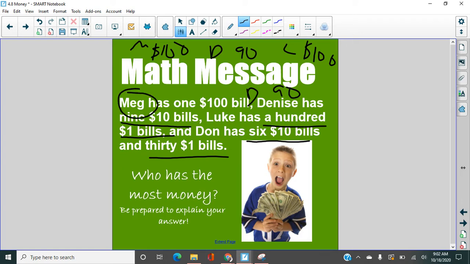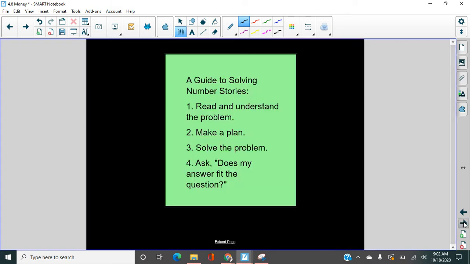You should have said Meg, right? And we just kind of talked about why, right? So the place value of money, right? We have hundreds, tens, ones. Now we also have some other bills as well, right? But these are the ones that correlate with our different place values and numbers.